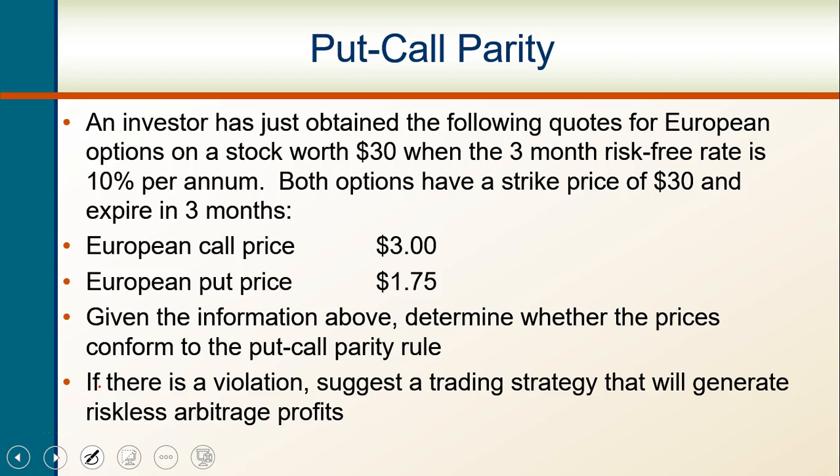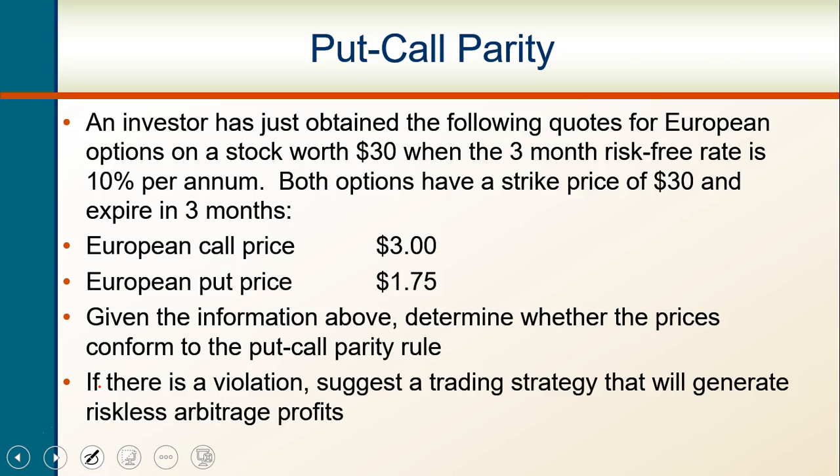So let's look at the information. An investor has just obtained the following quotes for European options on a stock which is worth $30. So the stock price S is 30. The 3-month risk-free rate is 10% per annum, so we are talking about a time frame of 3 months. So T is equal to 3 months, which in terms of number of years is 3 over 12 equals 1 over 4 equals 0.25. So it's a quarter of a year.